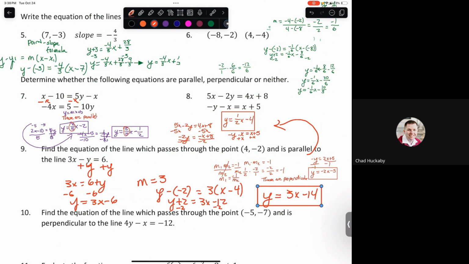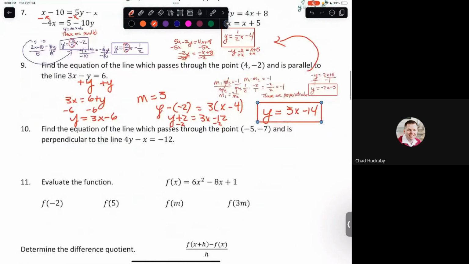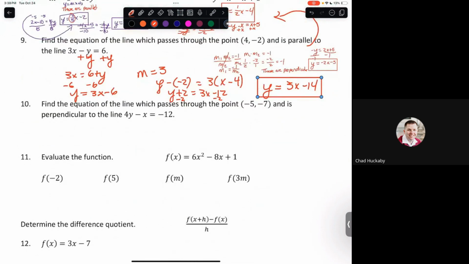How are we feeling? We ready for number 10? These sorts of line, parallel, perpendicular problems, they take a lot of time to do, but we'll get to some that are a little bit simpler.